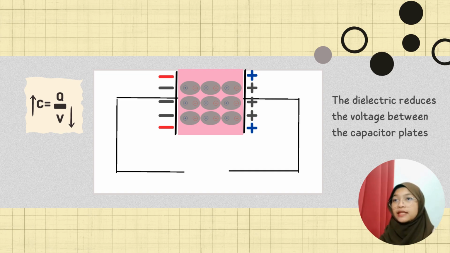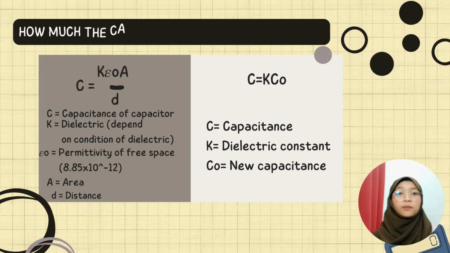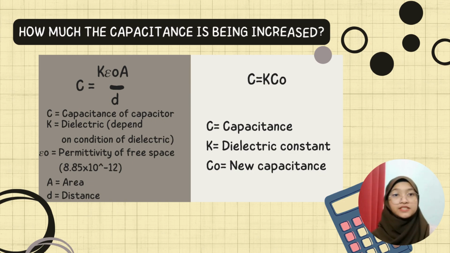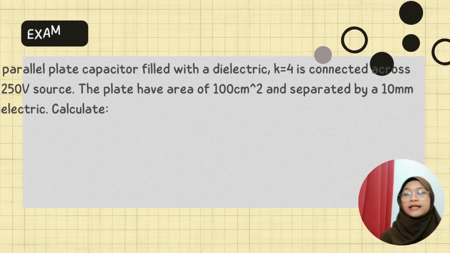The same thing happens at the negative plate of the capacitor. So, the total charge on this capacitor has remained the same, but the voltage across the plates has decreased because of the polarization of the dielectric. For us to know how much the capacitance increases, we can use these two formulas to calculate the new capacitance. Let's look at an example here.